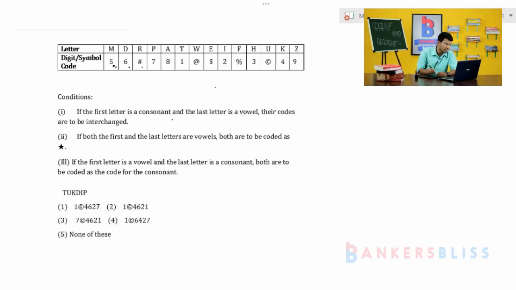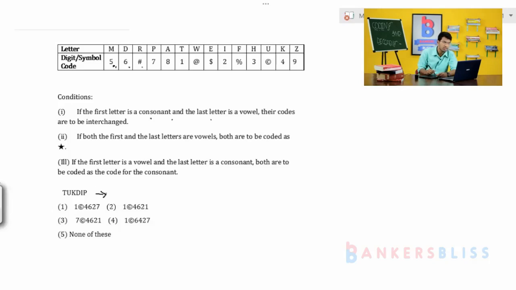If the first letter is a consonant and the last letter is a vowel, their codes are to be interchanged. Is it clear? Second condition, if both the first and the last letter are vowels, both are to be coded as star. If the first letter is a vowel and the last letter is a consonant, both are to be coded as per the code for the consonant. Is it clear?